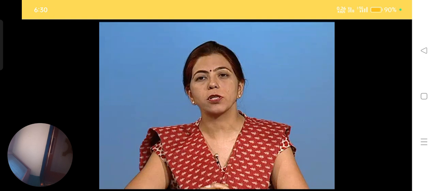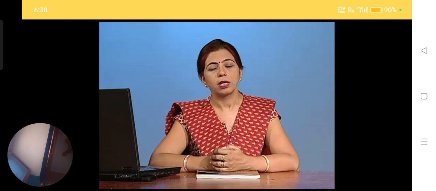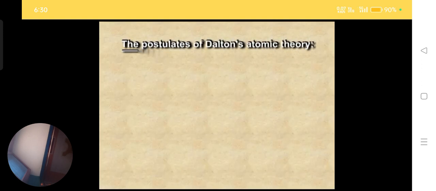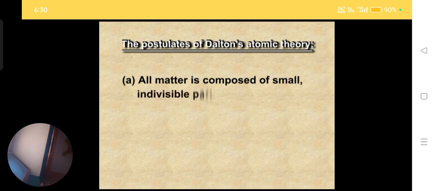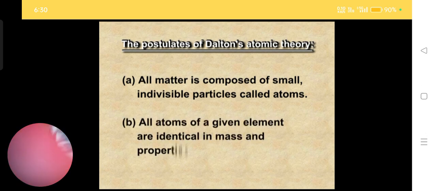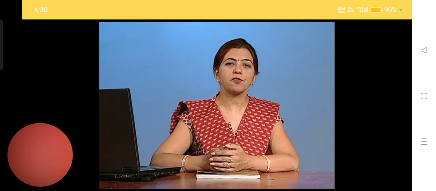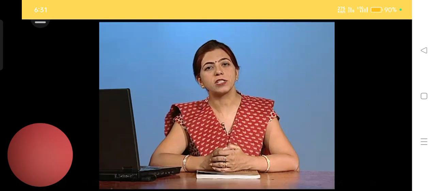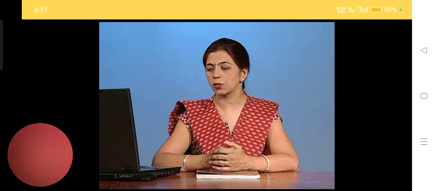Dalton proposed his atomic theory. Let's see what the postulates of Dalton's theory are. First postulate: all matter is composed of small, indivisible particles called atoms. Second: all atoms of a given element are identical in mass and properties. That means atoms of the same element are identical, but the atoms of different elements are different.